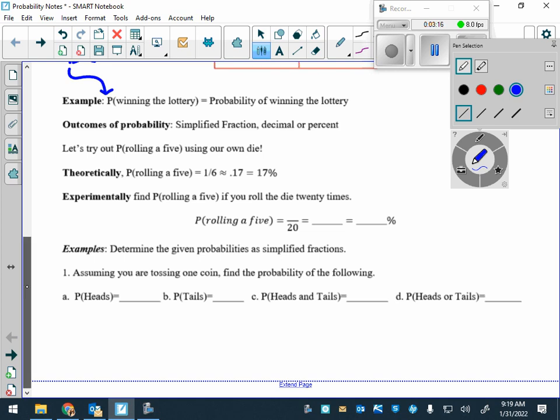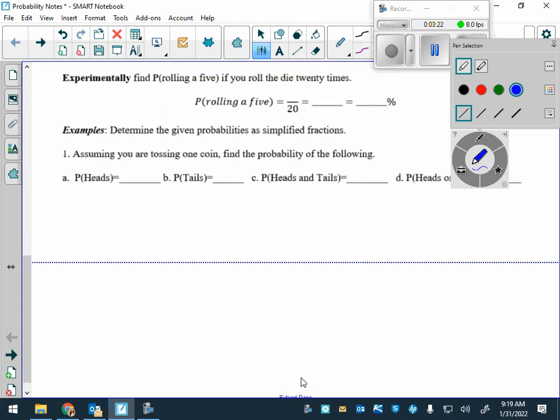So let's try some examples. Assuming you're tossing 1 coin, find the probability of the following. What is the probability of landing on heads? David? 1/2, okay? And we're going to express it as simplified fractions. Probability of landing on tails? Gotcha. 1/2, good. What is the probability of heads and tails?